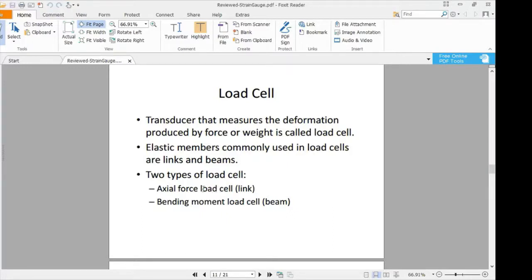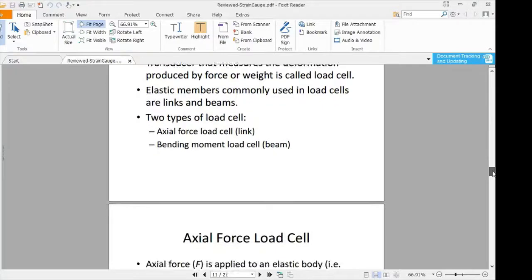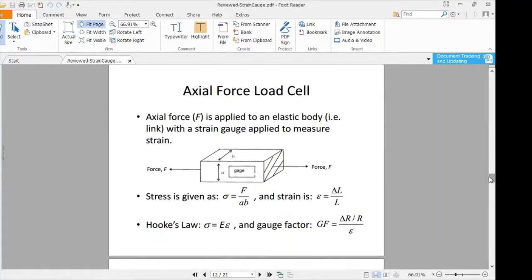Load cells are usually just elastic members, and there are two types of load cell that are commonly used. One type is the axial force load cell, which is used together with a link, and another kind is the bending moment load cell, used together with a beam. For the axial force load cell, the axial force is applied onto an elastic body, and these elastic bodies usually have a well-known geometry, for example a rectangle with a depth of A and a width of B.